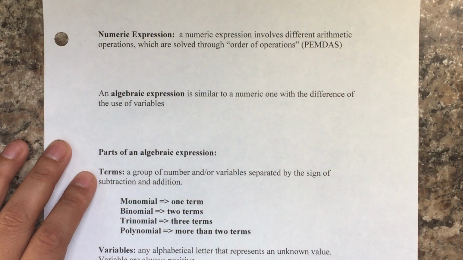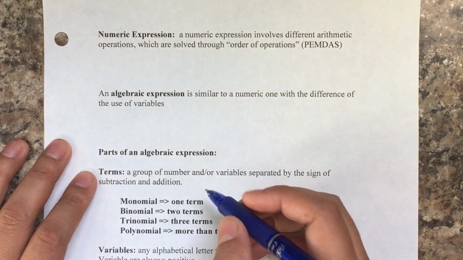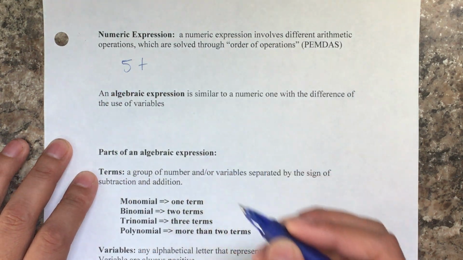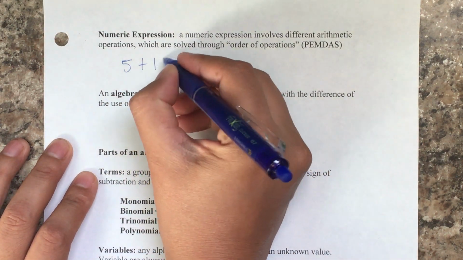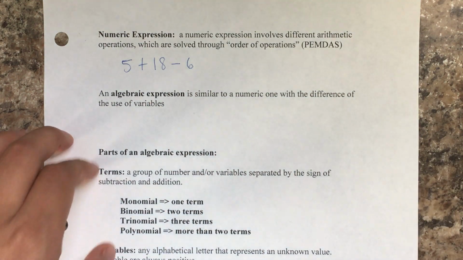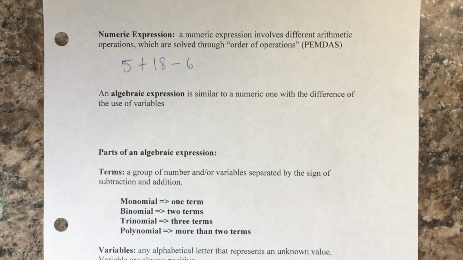So an example would be something like 5 plus 18 minus 6. Okay, so that's basically a numeric expression. It just has numbers and it can be with addition, subtraction, multiplication, etc.